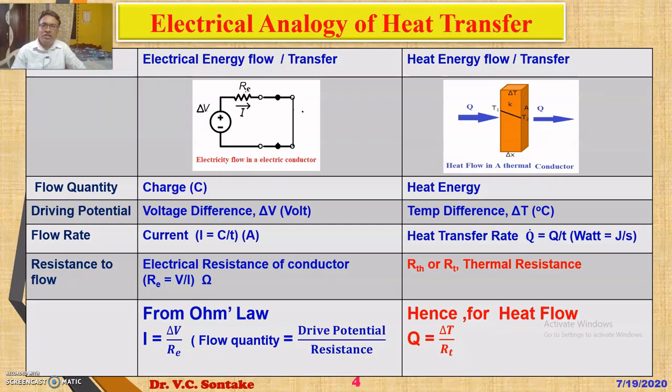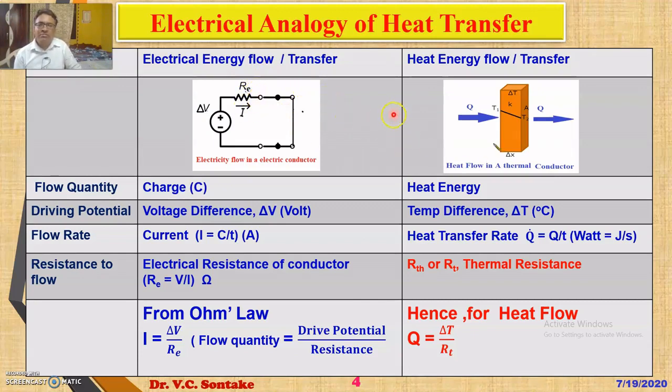Electrical analogy of heat transfer. There seems to be an analogy between electricity transfer and heat transfer. Let us consider an electrical conductor. A voltage difference delta V has been applied across its two faces. By virtue of this voltage difference, a current I will be flowing through it. And let us say Re is the electrical resistance of the material of this electrical conductor.